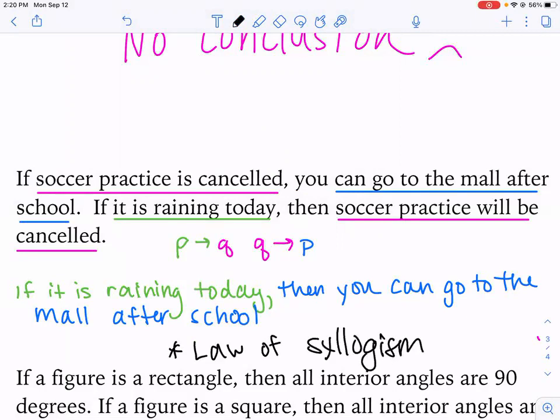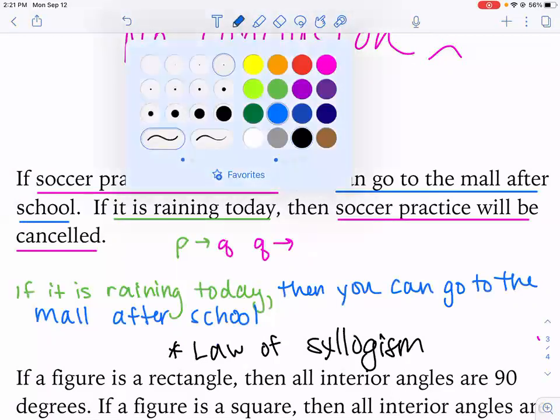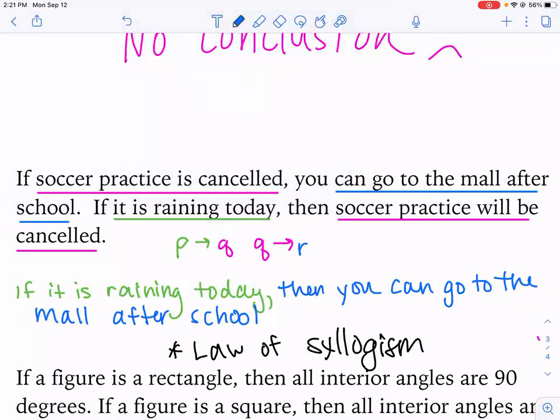Okay, so now this one was a little tricky because I put the P implies Q second. But notice how I have a statement whose conclusion matches a hypothesis. So when we write P implies Q and Q implies R, since these are the same, we can go from P to R.